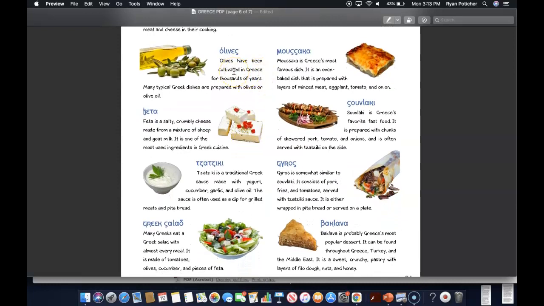Olives. Olives have been cultivated in Greece for thousands of years, and many typical Greek dishes are prepared with olives or olive oil. Feta. Feta is a salty, crumbly cheese made from a mixture of sheep and goat milk. It is one of the most used ingredients in Greek cuisine.